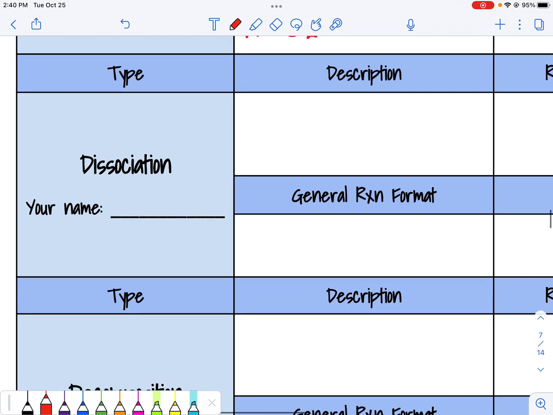So the next type is going to be dissociation. There's kind of arguments about whether this actually is a type of reaction or not. I consider it to be a reaction type, so we're going to learn about it. It's one that you've all seen before. Basically, for a dissociation reaction, you have some ionic compound that dissolves in water and it produces its ions.